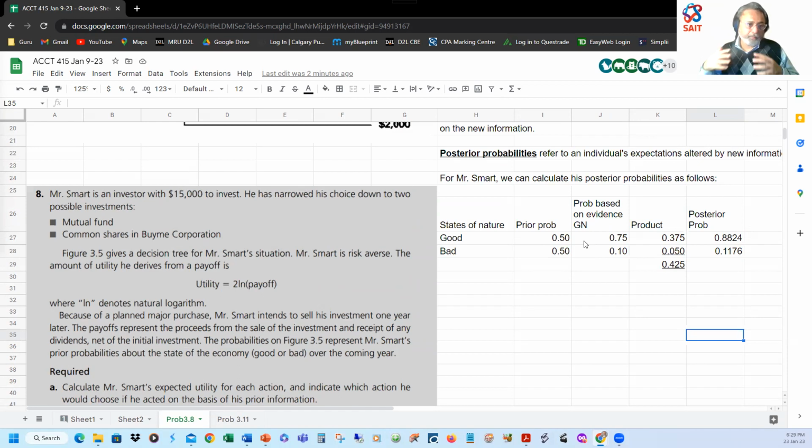We merge the two by multiplying. So there's a multiplicative effect: prior probabilities times the probabilities based on the evidence obtained. The product of the two sets of info that we have here gives us the total possibility of outcomes. And then posterior probabilities will just be the relative weighting of the individual product out of the total. So 0.375 is the product for the good state of nature out of a total of 0.425. So 0.375 divided by 0.425 is the posterior probability that the economy will be good. And 0.05 over 0.425 gives you the probability that the economy is doing bad, even when the financial statement information indicates good news.